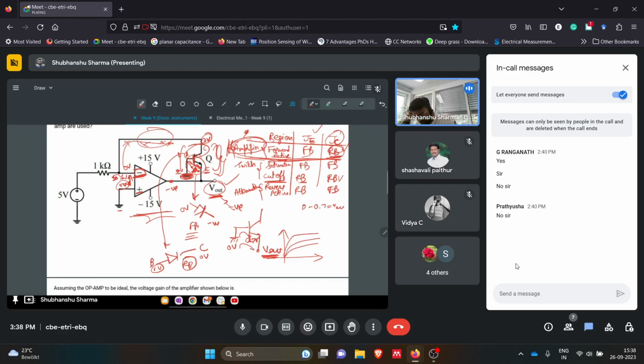I'm using KVL in this branch, starting from this ground to the base of this transistor, and then coming to the emitter side of this transistor. So that is this equation, 0 minus 0.7 equals V out. Okay, so V out is what? It is minus 0.7 volt. I hope it is clear to you.